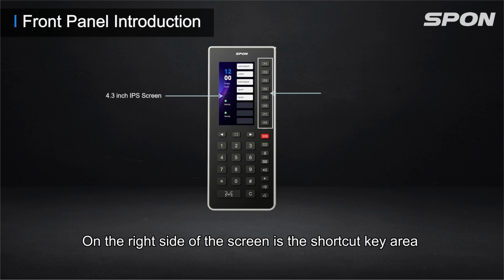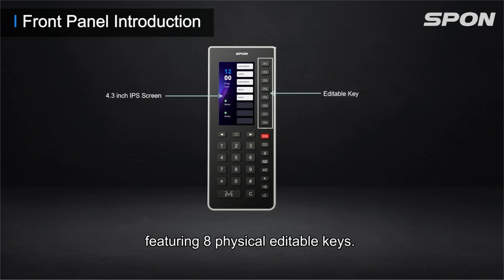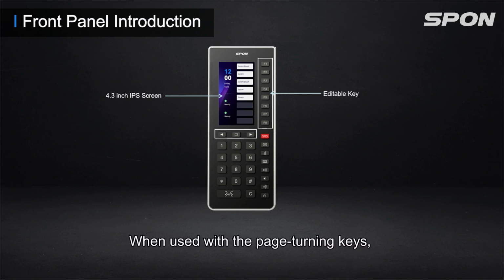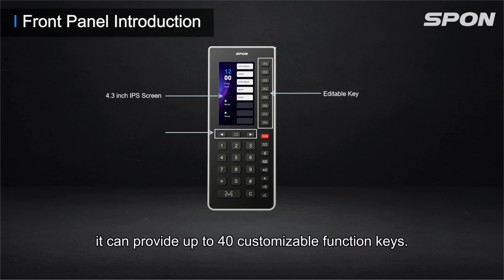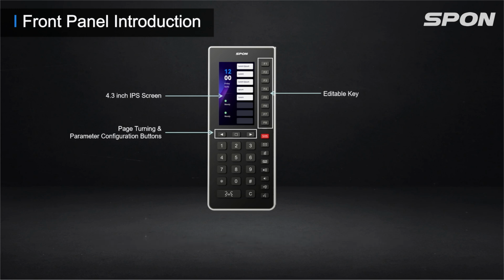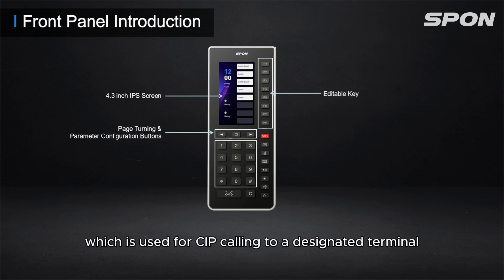On the right side of the screen is the shortcut key area, featuring 8 physical editable keys. When used with the page-turning keys, it can provide up to 40 customizable function keys. It has a numeric keypad, which is used for SIP calling to a designated terminal.